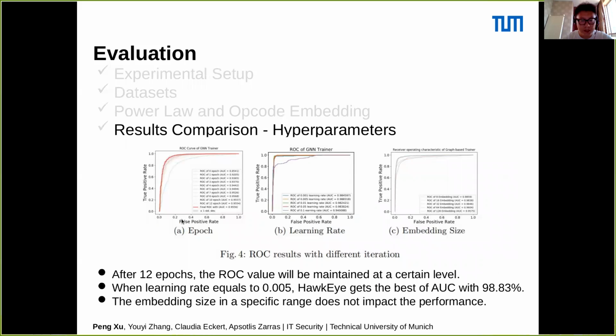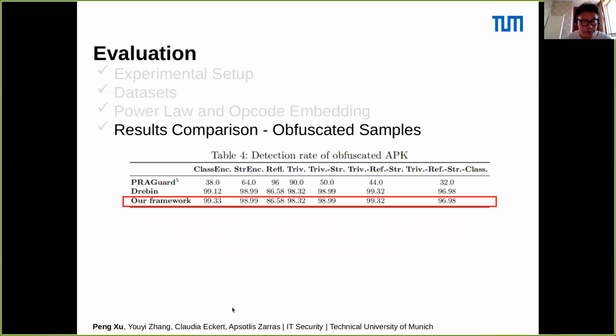We also evaluate how various hyperparameters influence our system. We test different epochs during training, different learning rates, and different embedding sizes. All of them get very nice results, but we can see that when we use a 0.005 learning rate, we get the best accuracy, and the embedding size has a minimal influence on the final result.